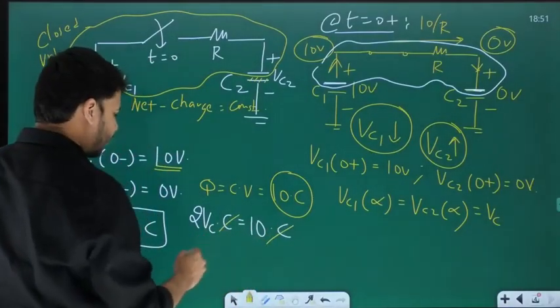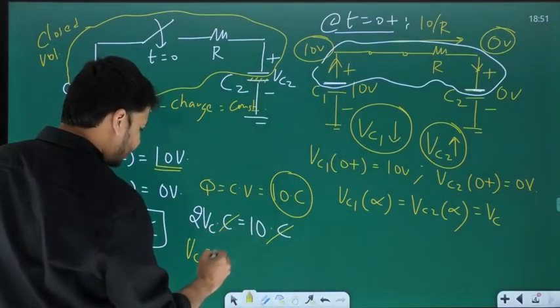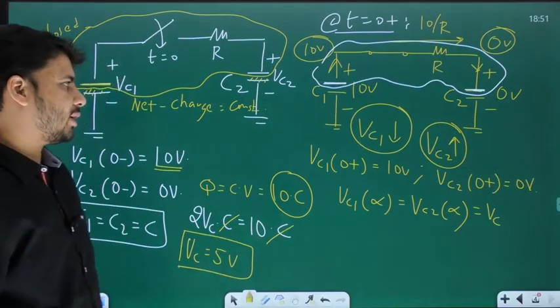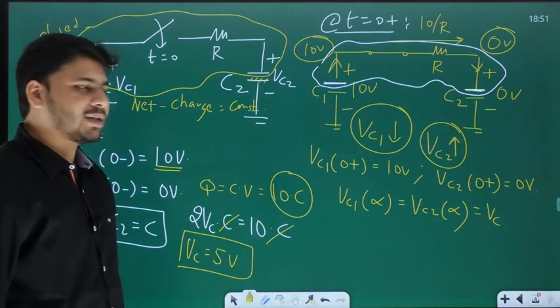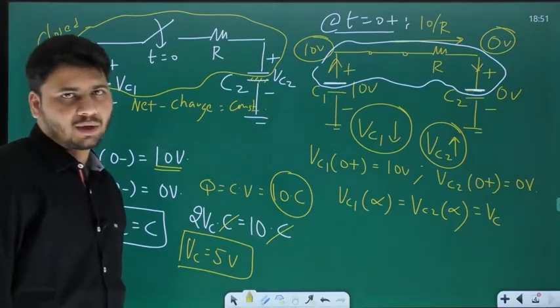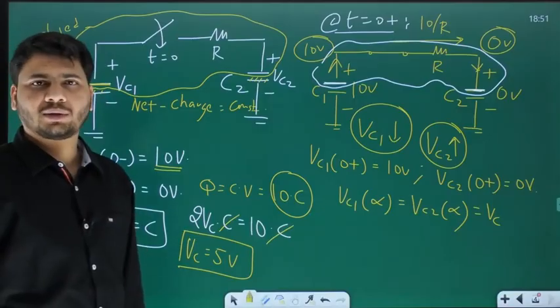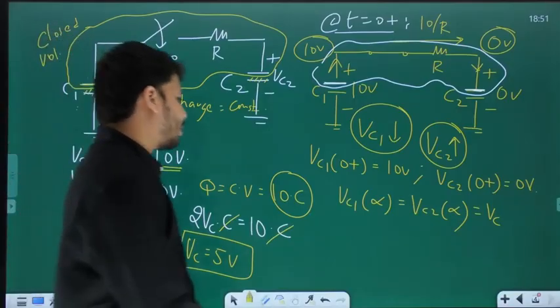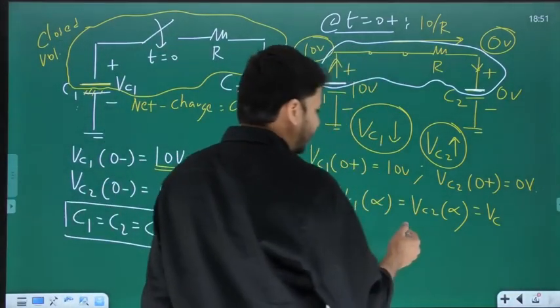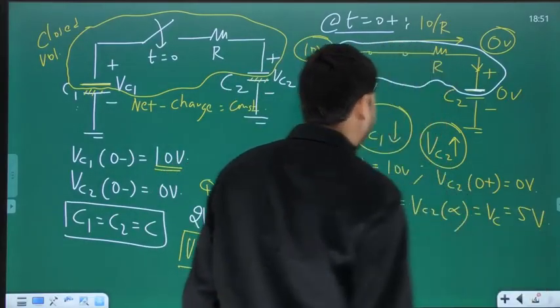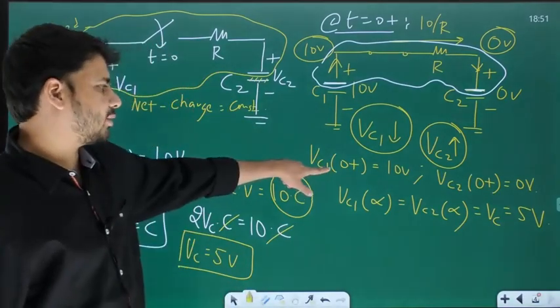Now C and C will cancel out, so that the value of Vc is what? 5 volts. What it means is both the capacitors will reach a common voltage of 5 volts. And that is where the circuit reaches steady state. So what is Vc1 of infinity and Vc2 of infinity? Both are equal to 5 volts.